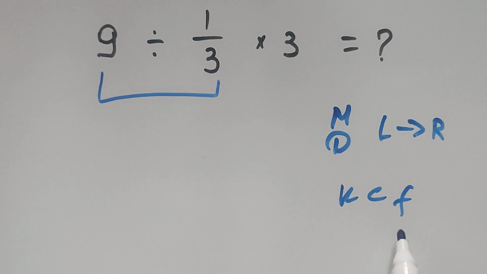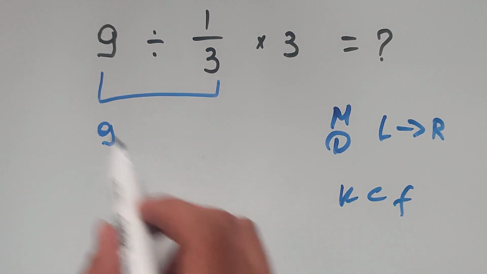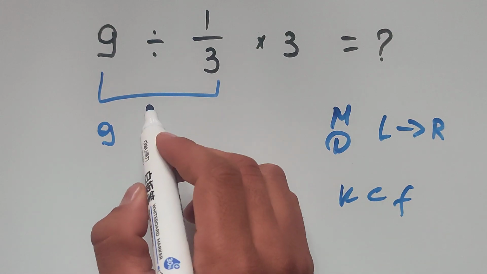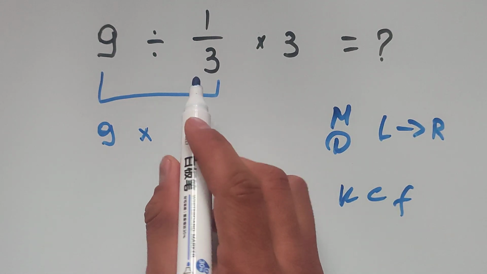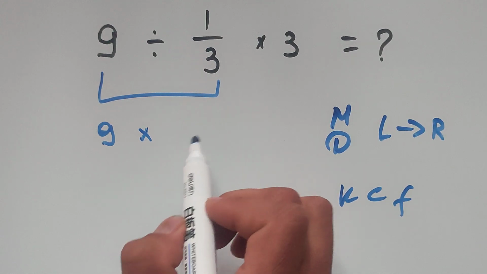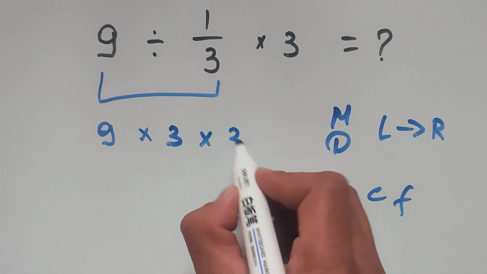Here, according to this rule, first we have to copy 9, and C, change. We have to change division to multiplication, and flip 1 over 3. We have to flip it, and it equals 3 multiplied by 3.